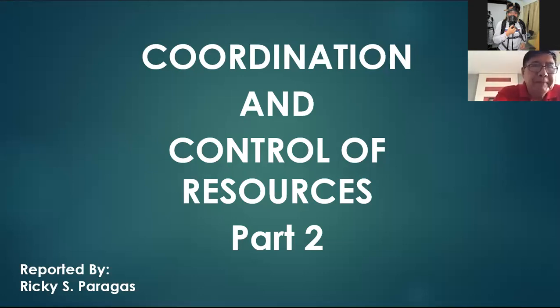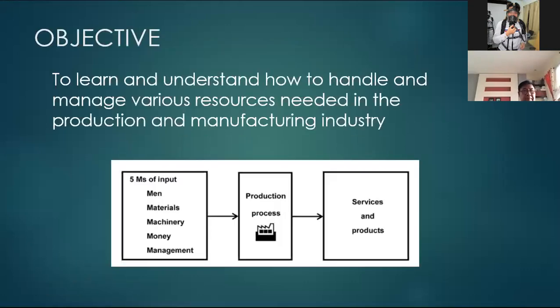We will be continuing on my report last week about coordination and control of resources. And I believe that this will be our last topic for the subject according to our syllabus. So just a quick recap. Our main objective is to learn and understand how to handle and manage various resources needed in the production and manufacturing industry. Those resources are called the 5 M's, and these are men, materials, machinery, management, and money.